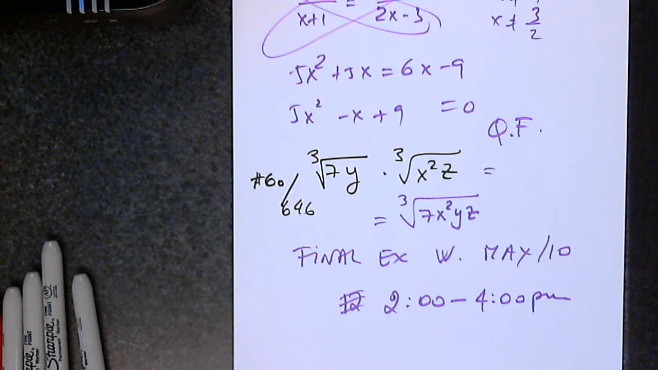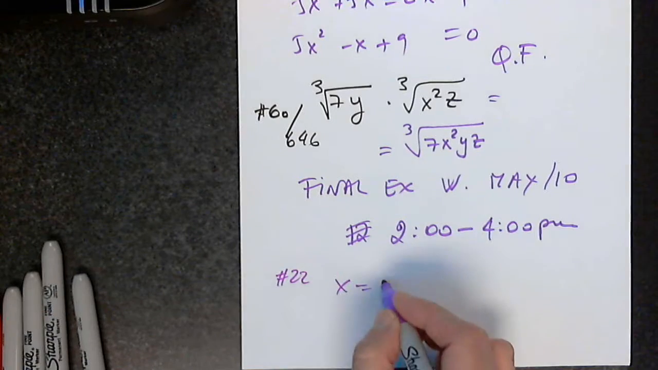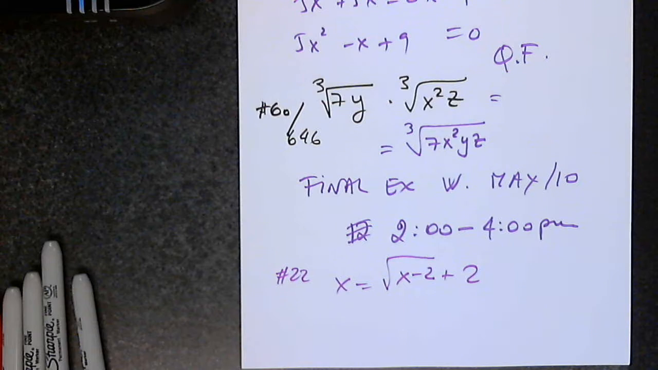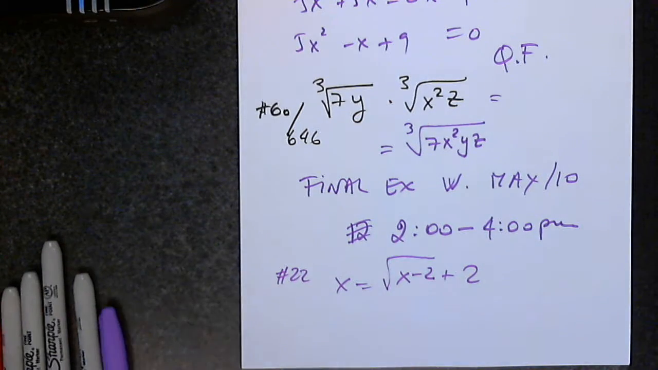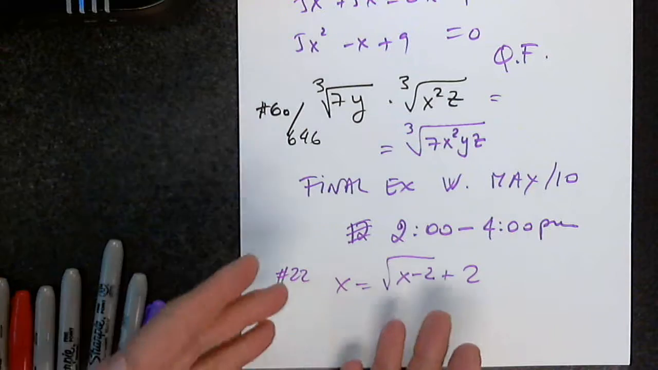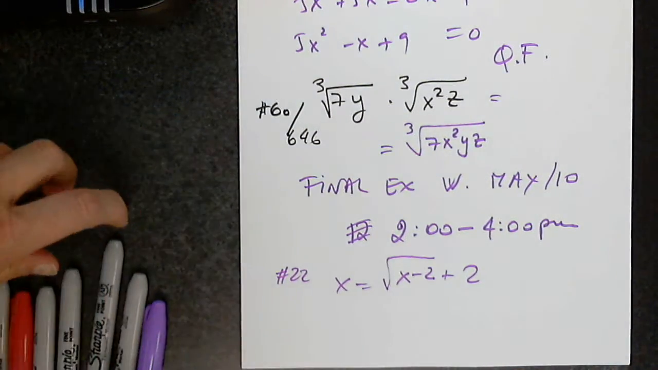Let's work on more problems from chapter 10. What about this equation, x equals the square root of x minus 2, plus 2. This is a radical equation, so let's start solving it. Any suggestions on what we need to do here? This is an equation. What can we be asked to do? Excellent. Solve for x. So let's solve for x.